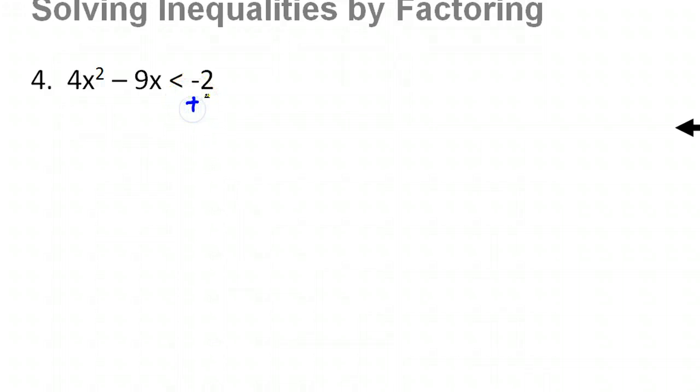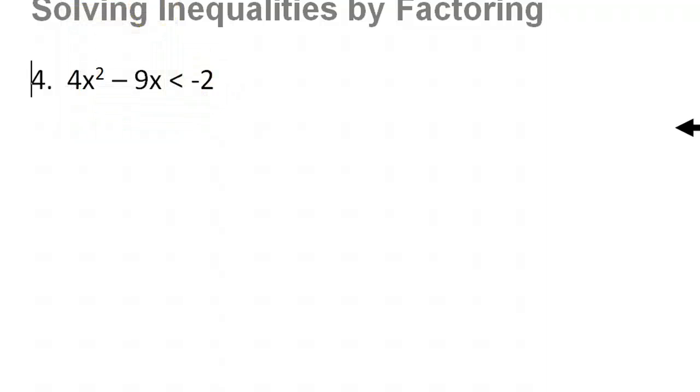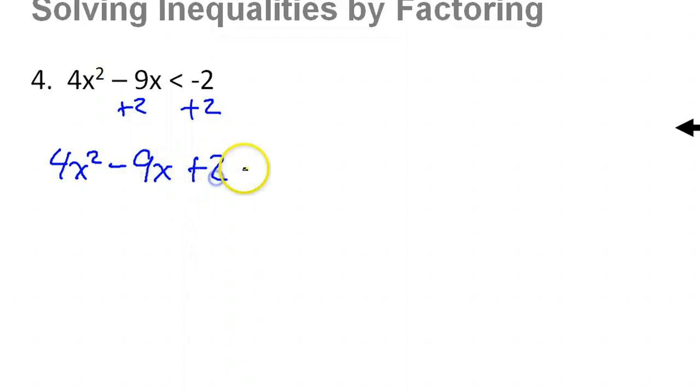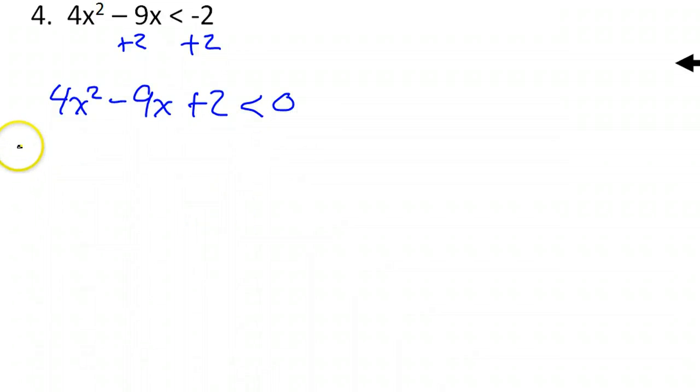So we're going to add 2 to both sides. Hold on. We're going to add 2 to both sides, so that's going to give us 4x squared minus 9x plus 2 is less than 0. Now let's factor this thing.